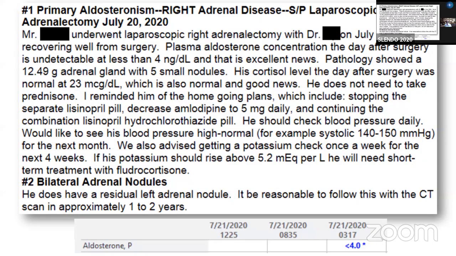adrenal to make aldosterone. At the bottom here, I note that he does have a residual left adrenal nodule. Reasonable to follow, it clearly is benign, but to follow it up in 1 or 2 years with an ambulatory blood pressure monitor and also with DEX suppression testing.